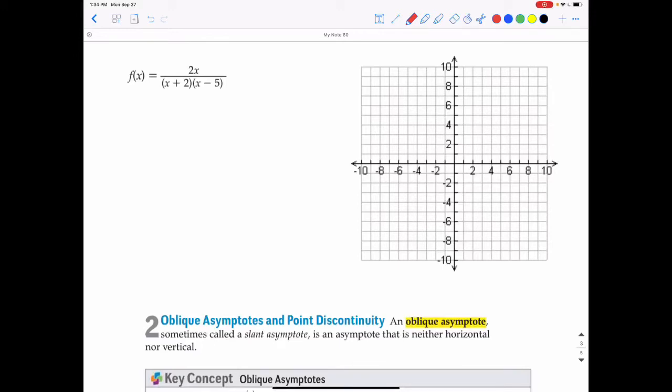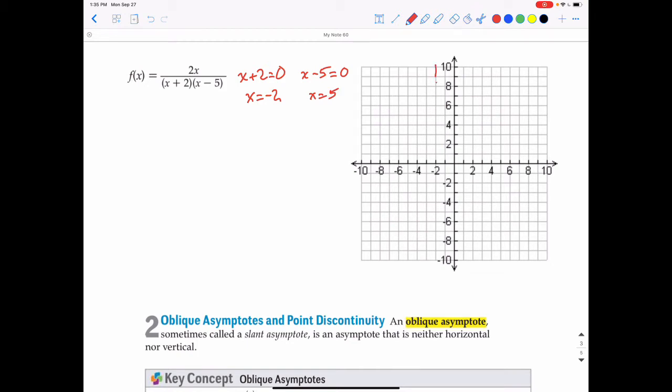So the next one is f of x equals 2x over (x plus 2) times (x minus 5). So again, we start to look for asymptotes. Vertical asymptote: x plus 2 and x minus 5 are both in the denominator. So to find the vertical asymptote, we would set both of those equal to 0. And since we're setting both of those equal to 0, that means we actually have two vertical asymptotes. We have vertical asymptotes at x equals negative 2 and x equals positive 5.